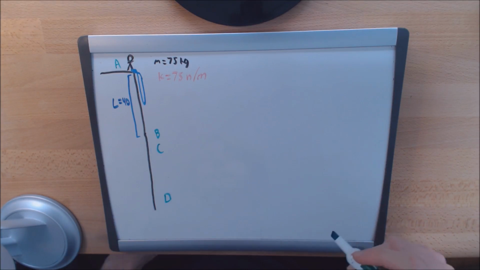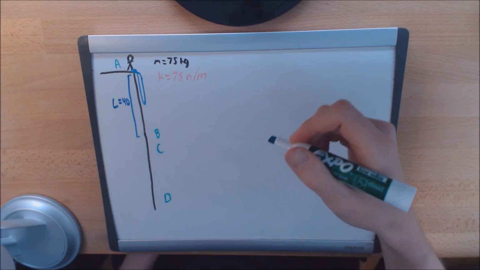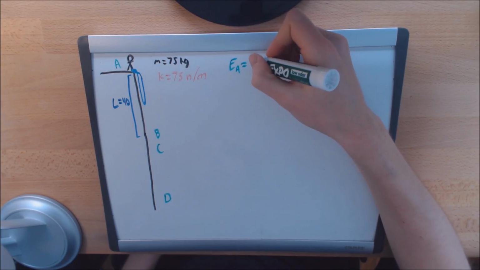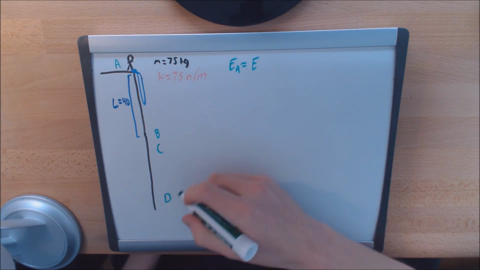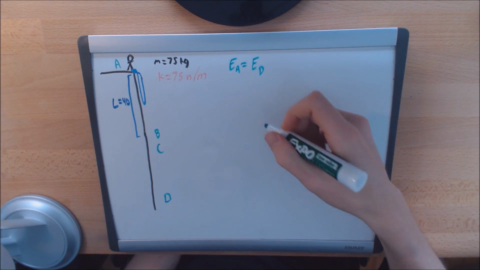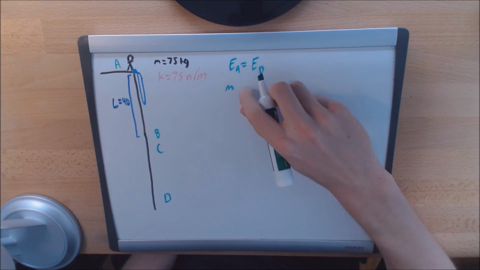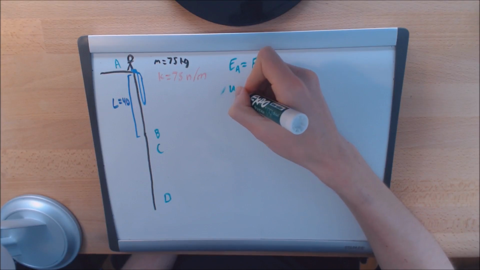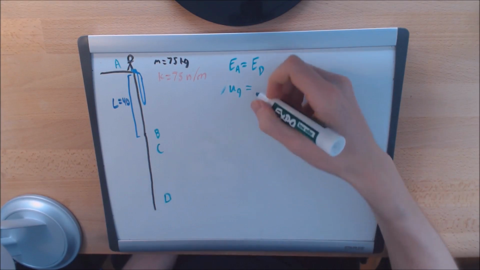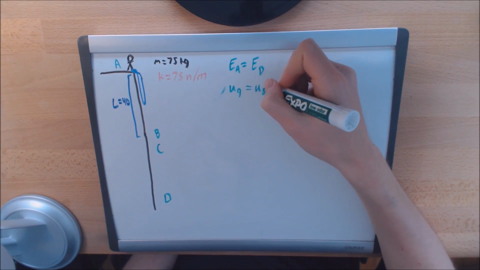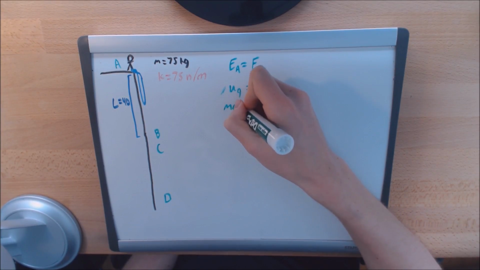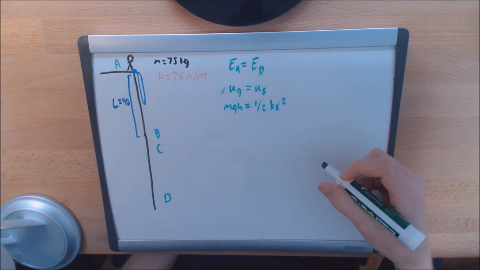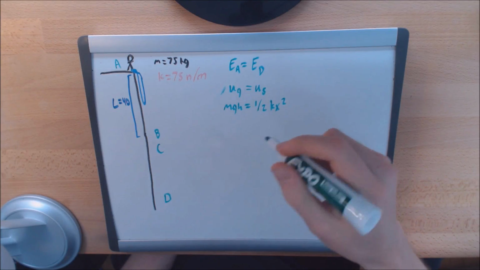And the way we're going to deal with this is using the energy concept. We know that the energy when he starts falling at A is going to be equal to the energy when he stops falling at D, when he comes to a stop. And we know that the energy at A is all gravitational potential energy, or UG, and the energy at D is all going to be spring potential energy, which is US. And we can write this as mgh equals 1/2 kx squared. And now we can just start plugging.